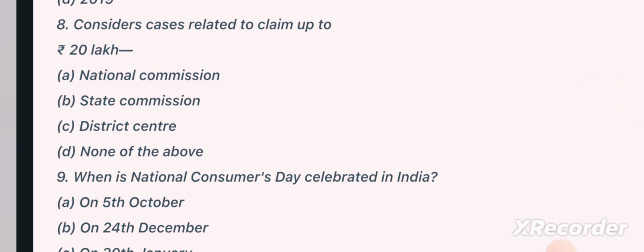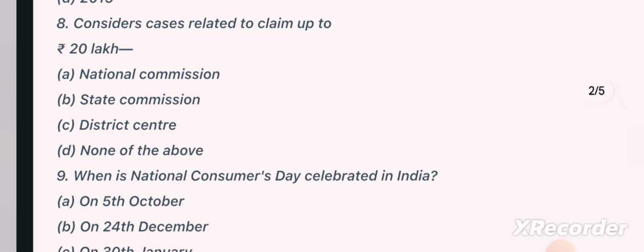Considers cases related to claim up to 20 lakh. A. National Commission, B. State Commission, C. District Commission, and D. None of the above.